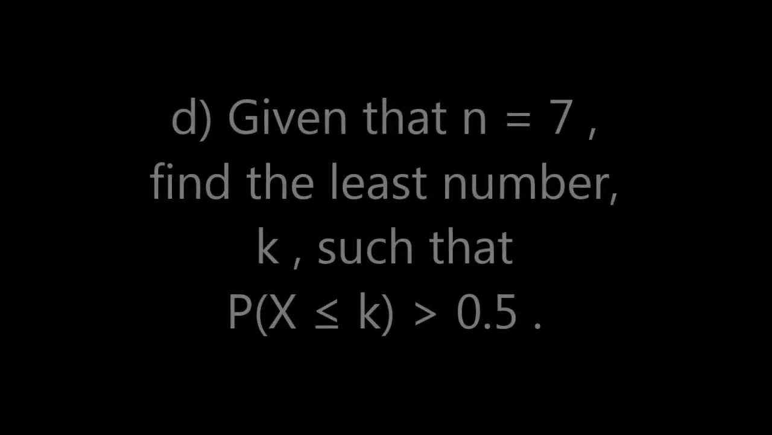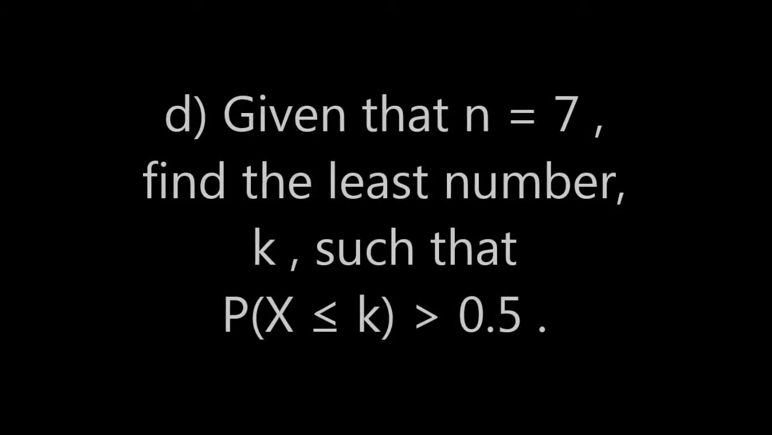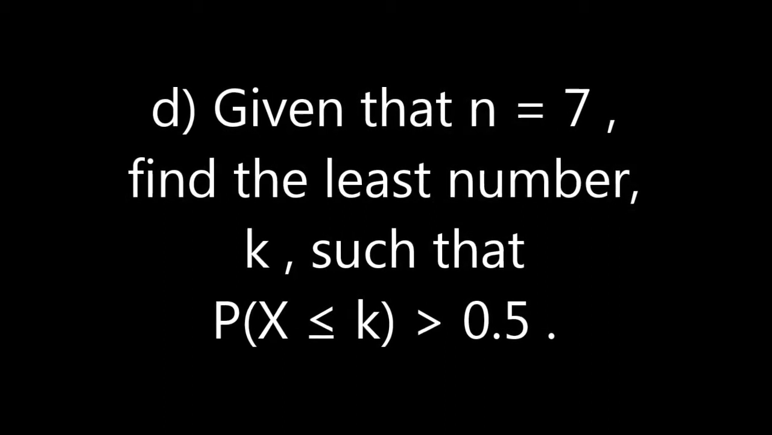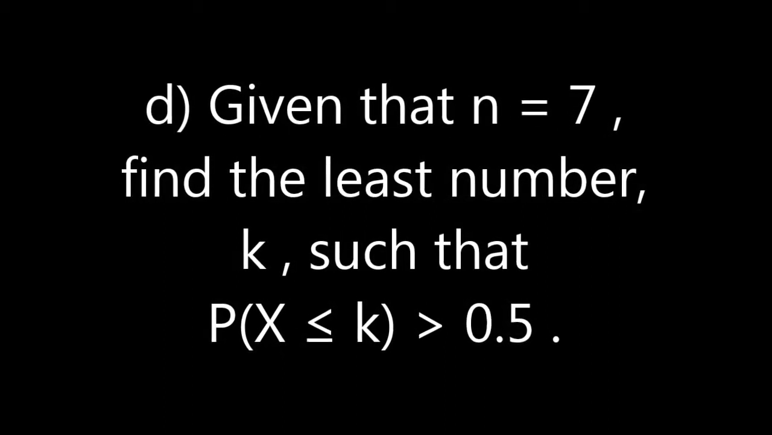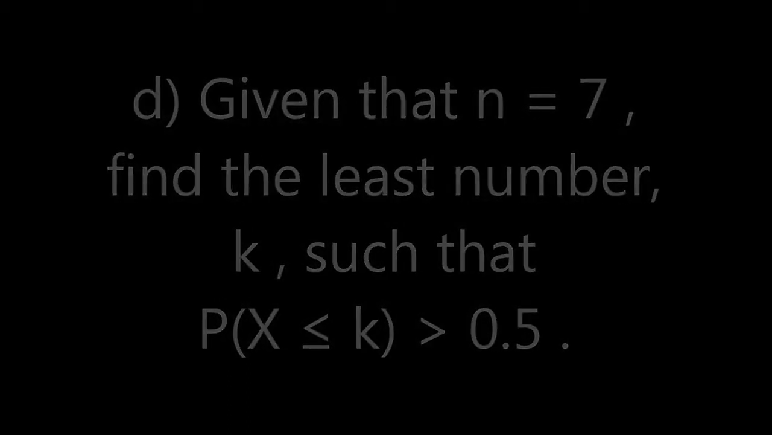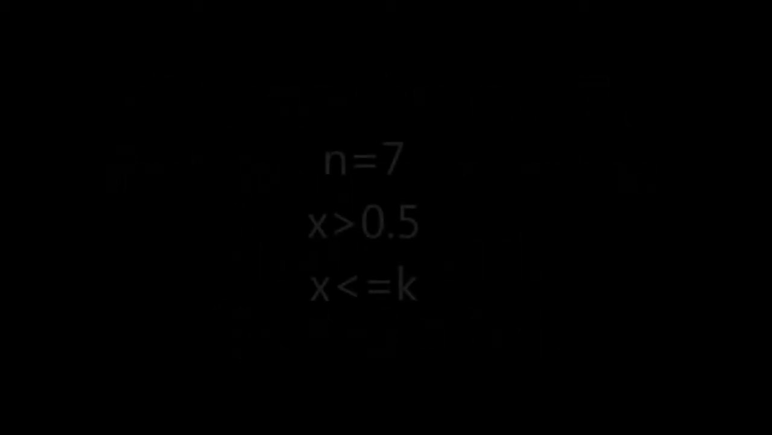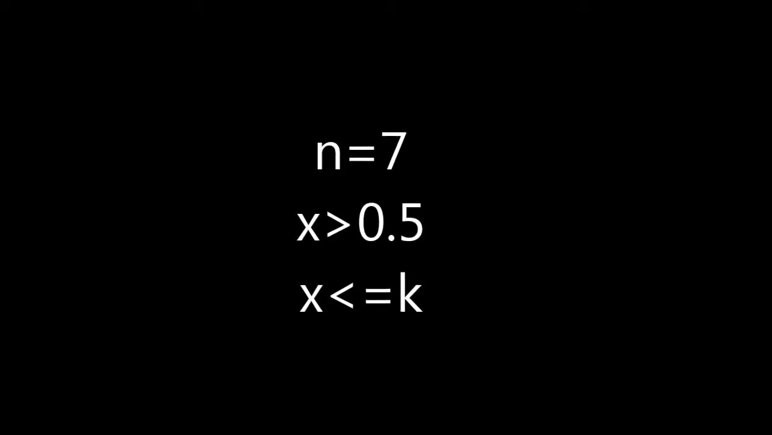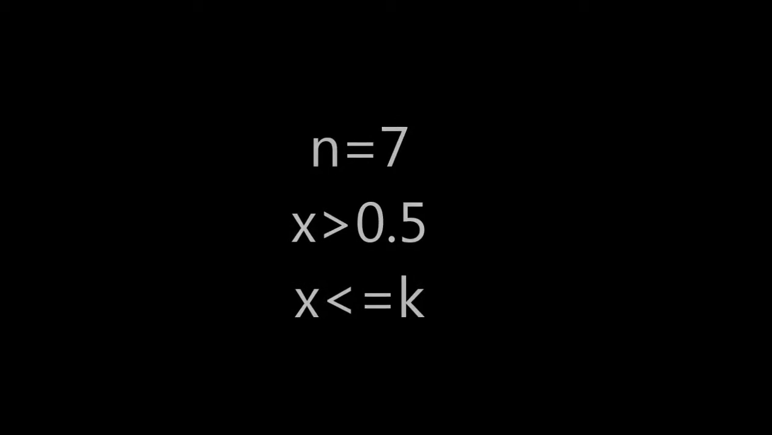Question D. Given that n equals 7, find the least number k such that P(X less than or equal to k) is bigger than 0.5. So now that we know that there are 7 players in the game, you have to find the probability of X that is bigger than 0.5. In this case, X has to be smaller than or equal to k. So how do we tackle this question?